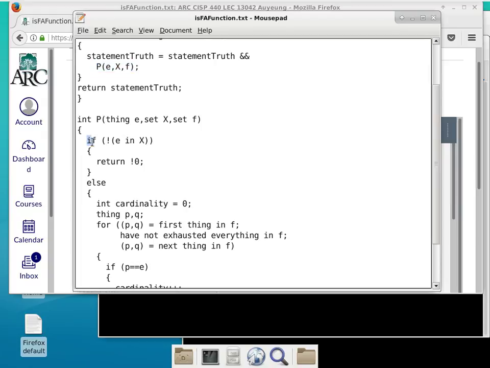And then the first requirement is, okay, if E is not even an element of the domain, forget about it. We are not interested. We don't need to know anything about it. Is that okay?